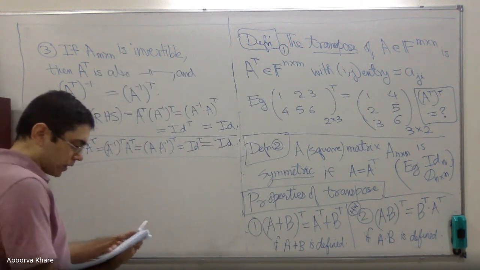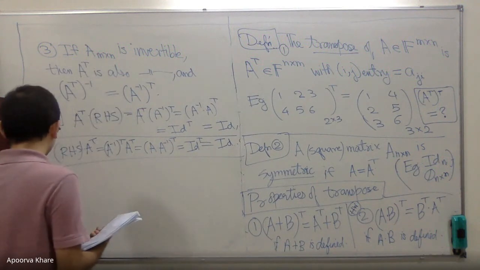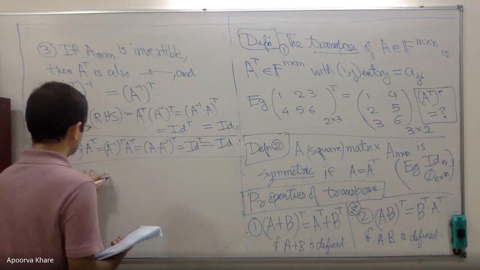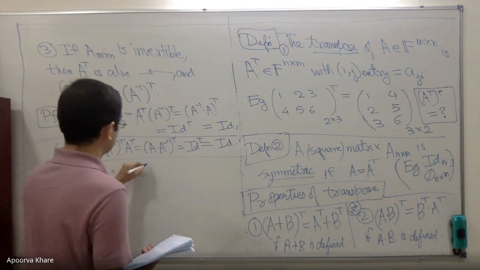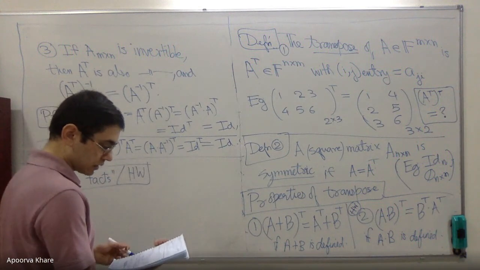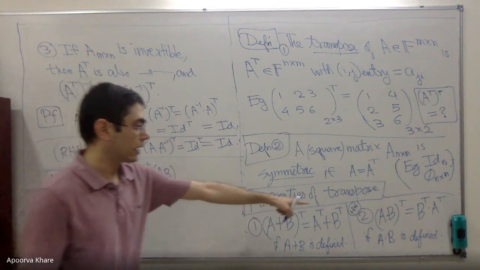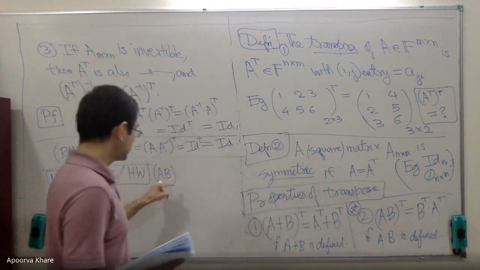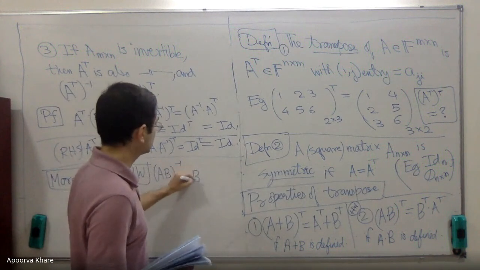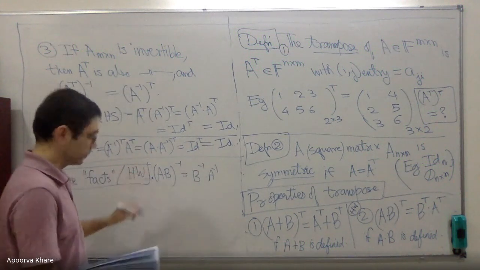Okay, there are some other properties, more facts, that we will see in the homework. These are just simple facts, such as, for instance, AB inverse. If I have A and B, there's an expression for the transpose. Suppose A and B are invertible, then this also has a very similar expression: B inverse times A inverse. Okay, this is one property.